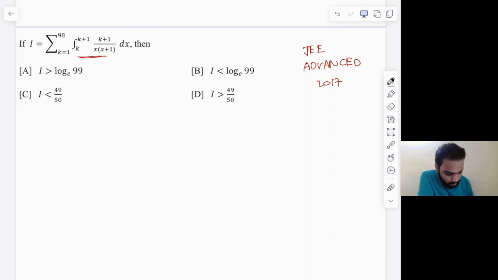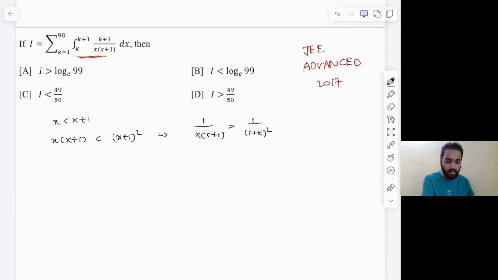First thing, I'm going to do something like this. We know that definitely x will be less than x plus 1, and if I multiply both sides by x plus 1, I will be getting x into x plus 1 less than x plus 1 whole square. That is nothing but 1 divided by x into x plus 1 greater than 1 by x plus 1 whole square. Now clearly we want k plus 1 also, right?